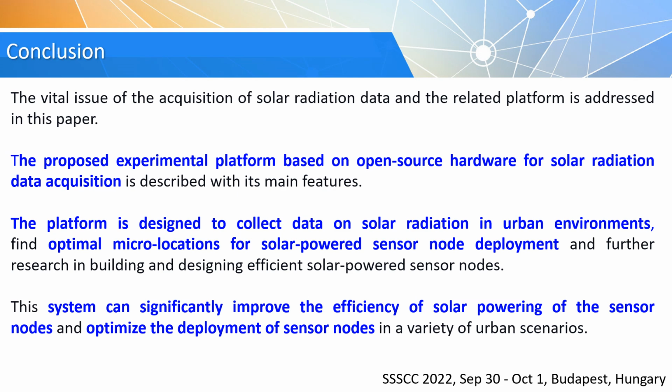So as a conclusion we can say that the vital issue of the acquisition of solar radiation data and related platform is addressed here in this paper. The proposed experimental platform is based on open source hardware for solar radiation data acquisition, and it is described with its main features. The platform is designed to collect data on solar radiation in urban environments and to find optimal microlocations for solar-powered sensor node deployment, and for further research in building and designing efficient solar-powered network sensor nodes. This system can significantly improve the efficiency of solar powering of the sensor nodes and optimize the deployment of sensor nodes in a variety of urban scenarios.